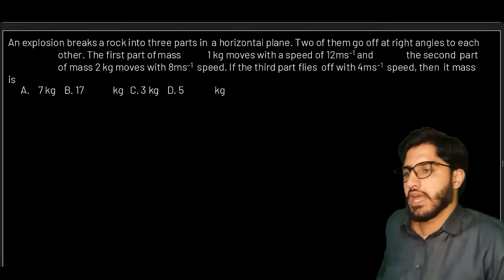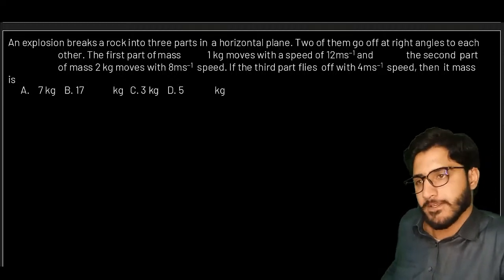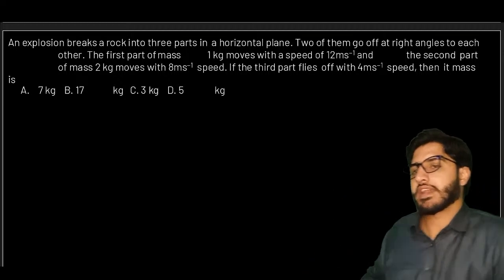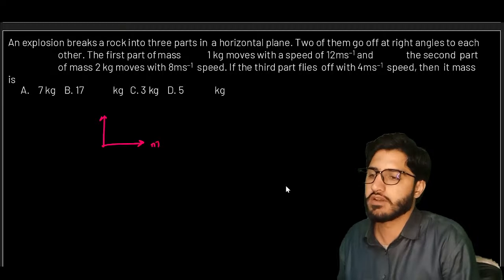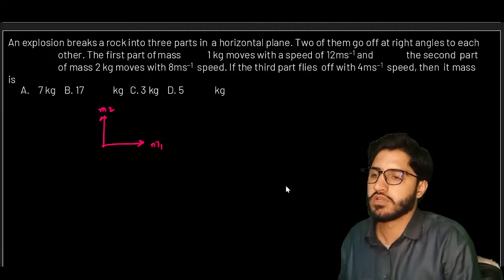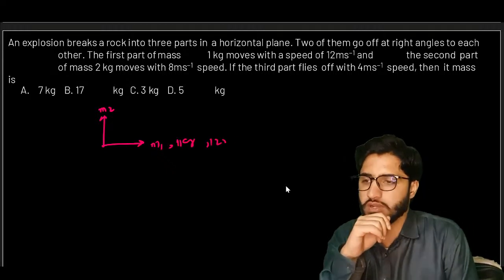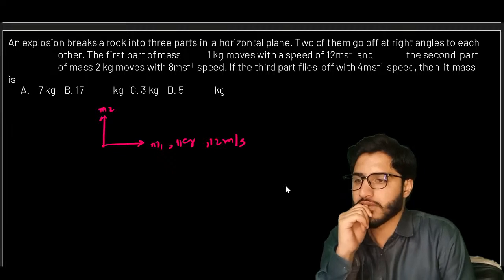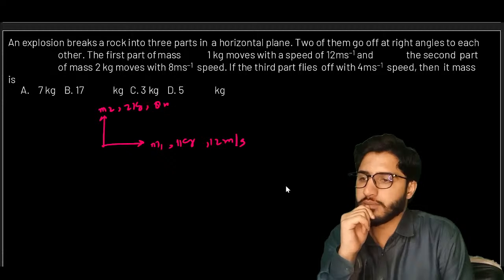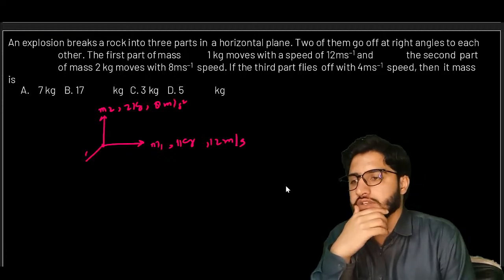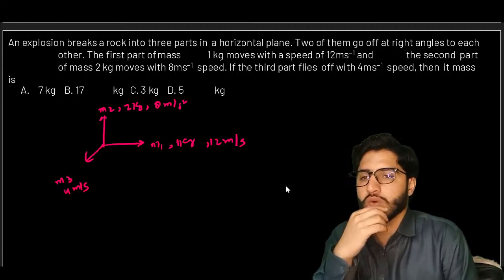Next one. An explosion breaks a rock into three parts in a horizontal plane. Two of them go off at a right angle. That means it will go like this: m1 and m2. m1 is 1 kg and speed is 12 meters per second. m2 is 2 kg and speed is 8 meters per second. The third one goes like that, m3, and its speed is 4 meters per second. We have to find out what?